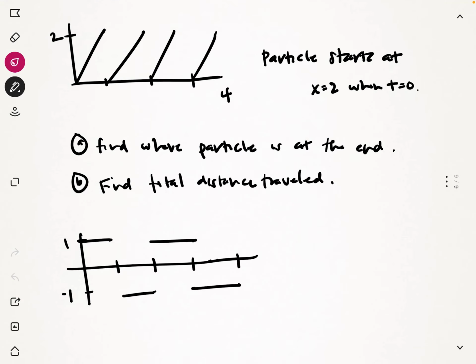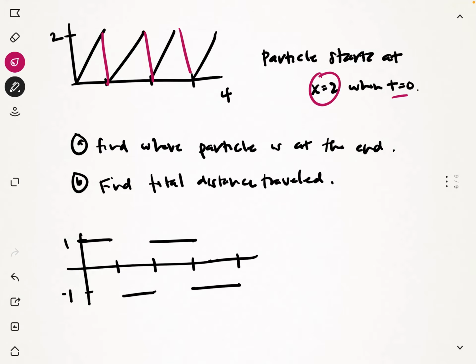Okay, and then on to the last one. I just wanted to go over these because these are super handy as well. You may find them on your end of course exam. So it says the particle starts at x equals 2 when t equals 0. So it's giving us our initial position. Now it says A, find where the particle is at the end.